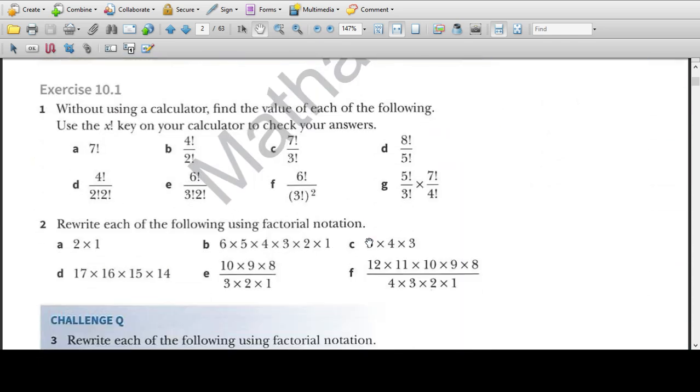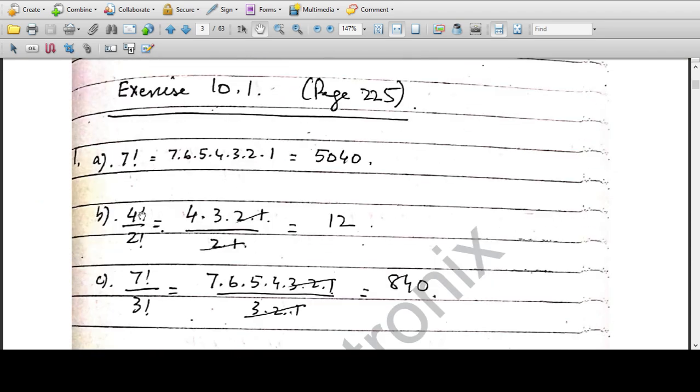Exercise 10.1: without using a calculator, find the value of each of the following, using the x factorial key on your calculator to check your answer. So 7 factorial means 7 multiplied by 6 multiplied by 5 multiplied by 4 multiplied by 3 multiplied by 2 multiplied by 1. So 7 factorial may be written down as 7 multiplied by 6 multiplied by 5 multiplied by 4 multiplied by 3 and multiplied by 2 and then 1. All of these numbers are multiplied and the result is obtained as 5040.